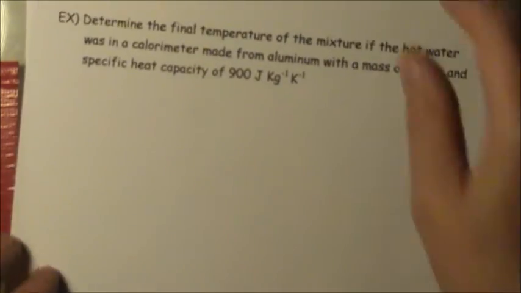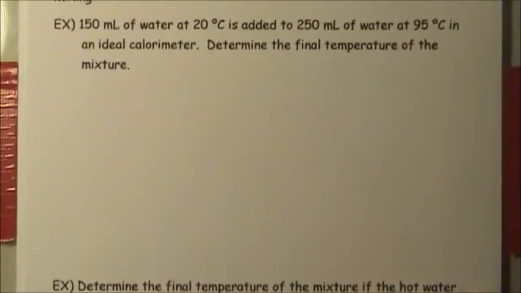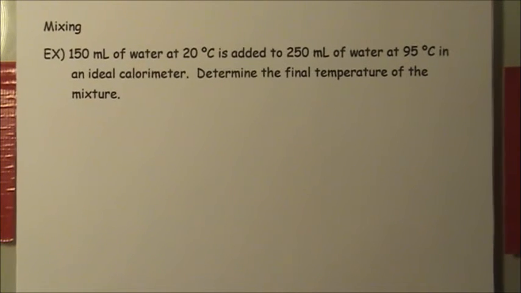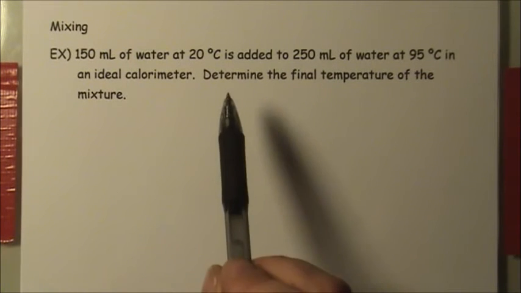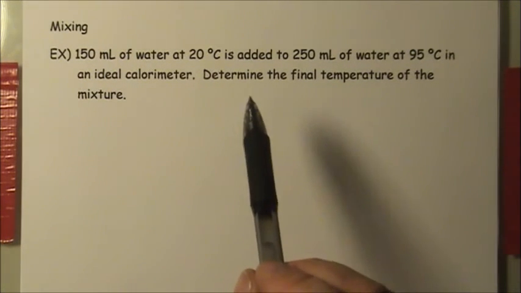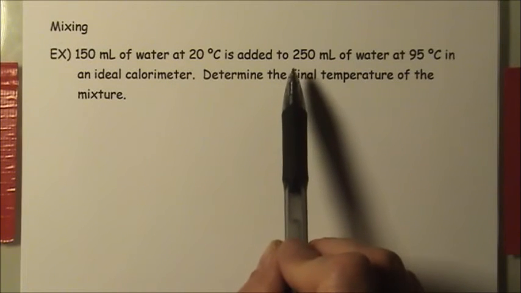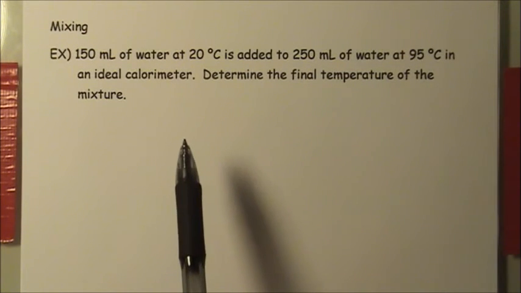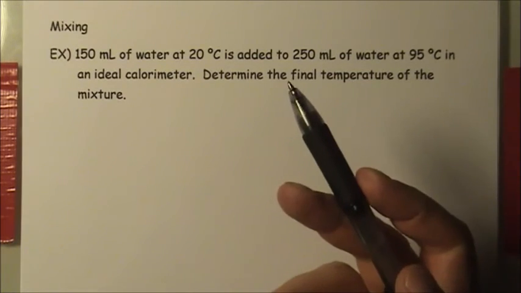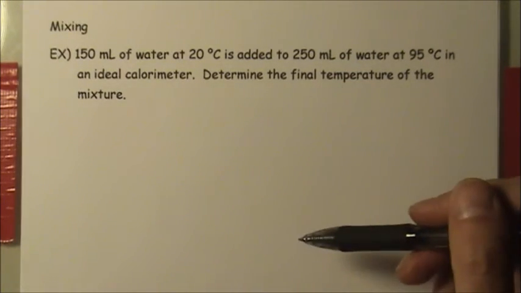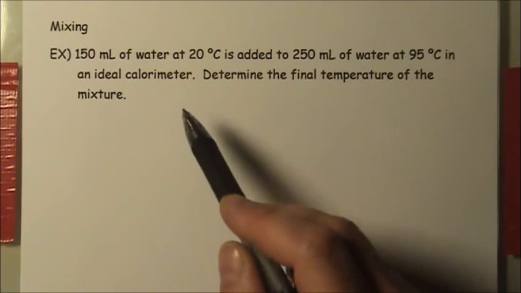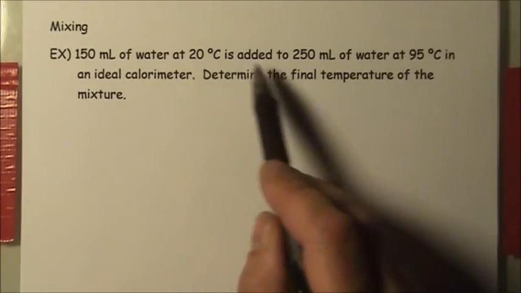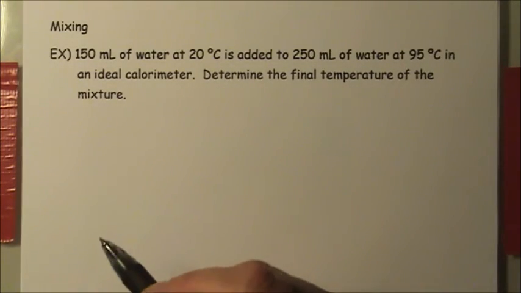So let's bring up an example problem. This is an example in which we're going to involve mixing two substances together. We will take 150 milliliters of water that's at 20 degrees Celsius, and pour it into a container, a calorimeter, which has 250 milliliters of water at 95 degrees Celsius. We want to know what the final temperature of the mixture will be. I'm going to do this problem twice. The first time, we'll ignore the calorimeter to keep things simple, so that we can focus on the exchange of energy between the two waters.